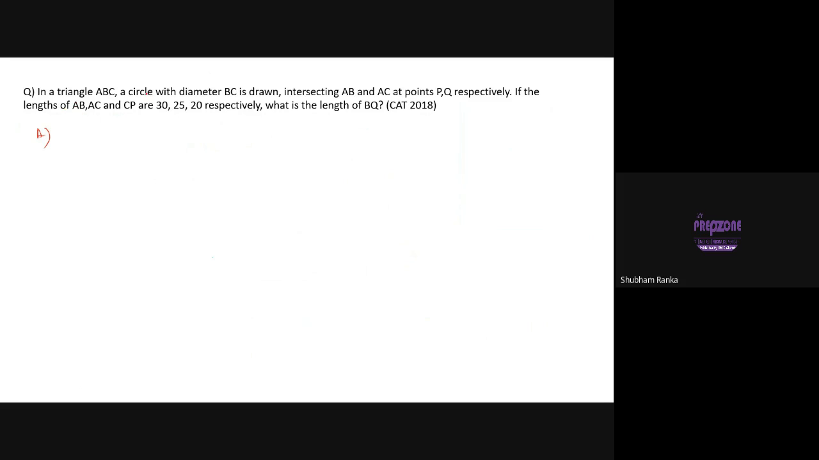In a triangle ABC, a circle with diameter BC is drawn, intersecting AB and AC. The lengths of these are given. What is the length of BQ? CAT 2080. First things first, a circle with diameter in a triangle. There's a triangle ABC. Let's just keep drawing it as we read the question. Circle with diameter BC is drawn.